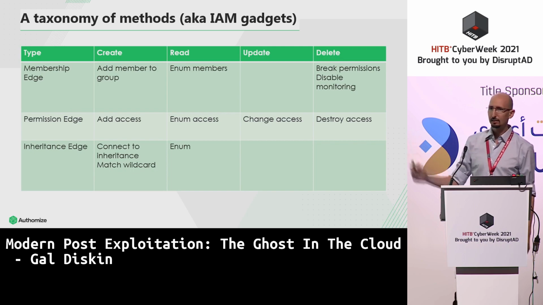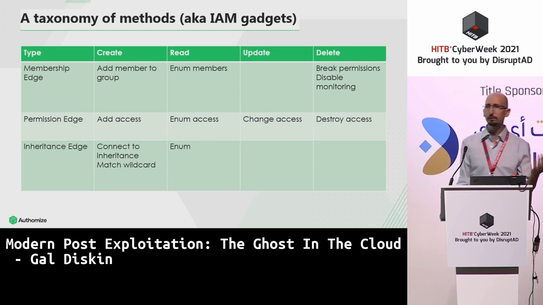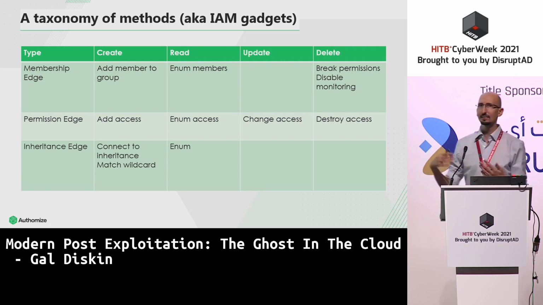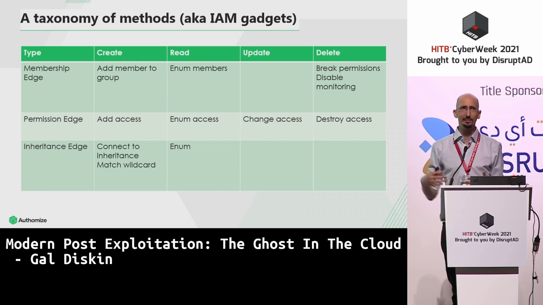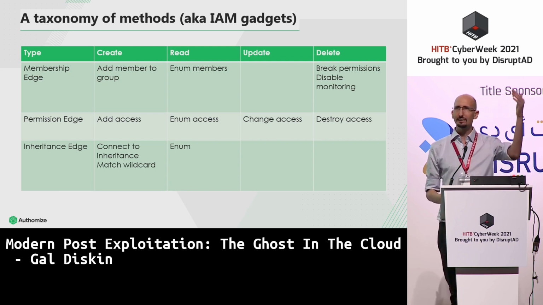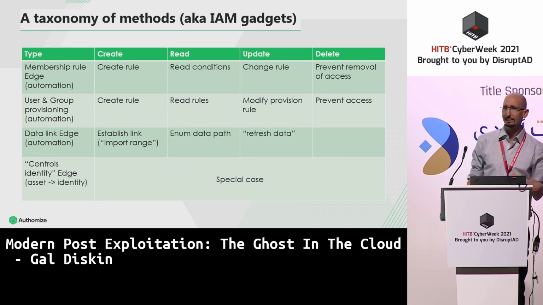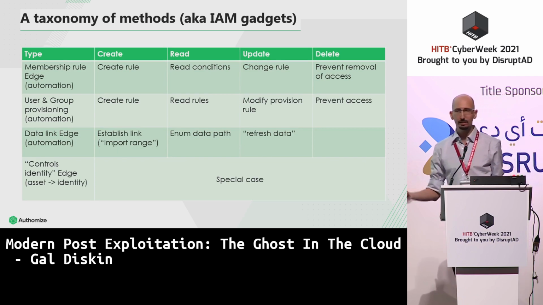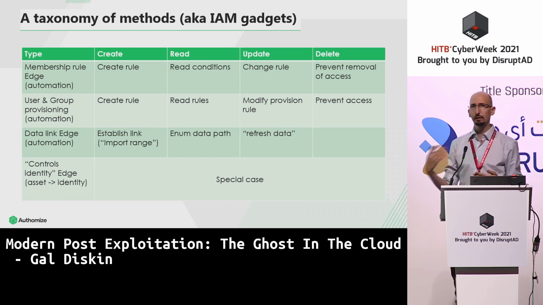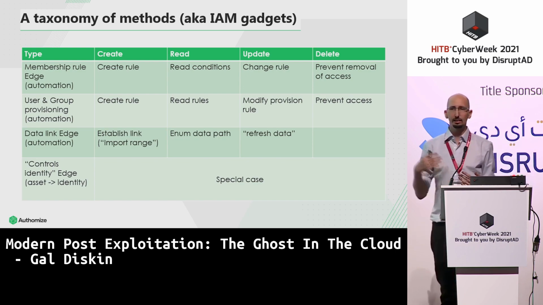So I can take this, talk about nodes, I can talk about edges and talk about the high-level types. There is a membership edge granting access to a group or a role. There are permission edges granting certain privilege to a certain asset or set of assets, and there are inheritance edges on which access flows from certain assets to other assets. And lastly, there are the automation edges, which are very interesting because they automate the granting of access. For example, membership rules in groups, user and group provisioning, and data links.